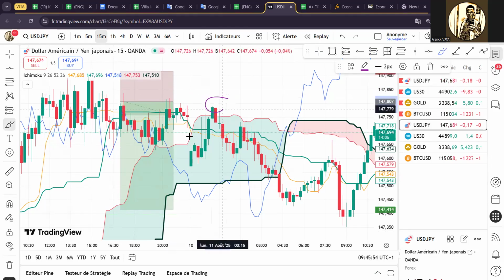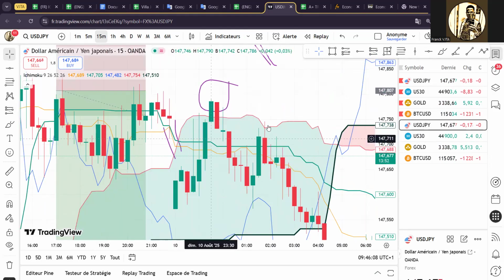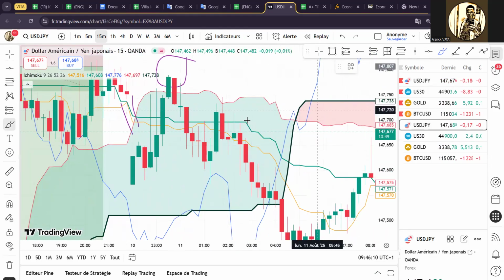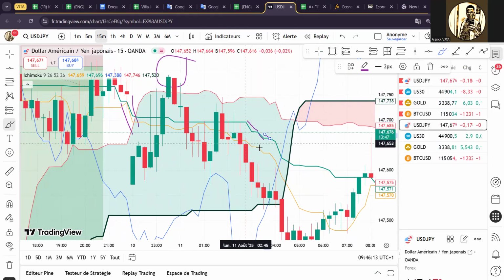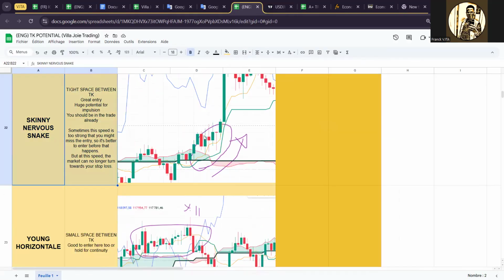Now, skinny snakes are like this one. The distance between Tenkan and Kijun is super tight, but it is going down. Tenkan and Kijun are going down like this at this point. That is a skinny snake. Even here, this is also a skinny snake. The best entry was right here. After that, when you see snakes, you can miss. You should be in the trade already before the snake happens, normally. But anyway, okay, right.